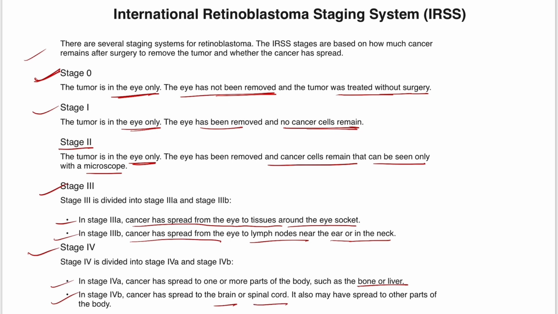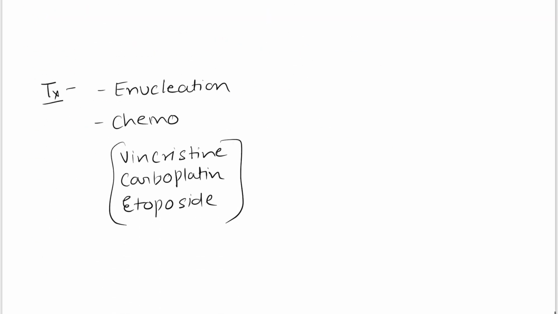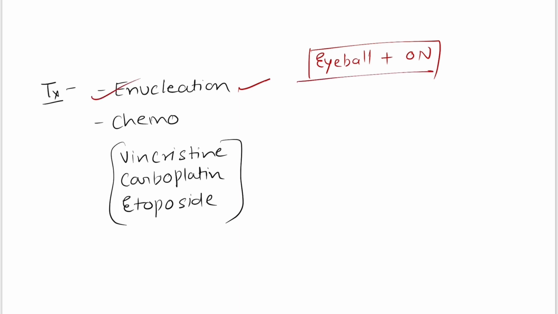As you may have guessed till now, the treatment of choice for the retinoblastoma is that the eye has been removed. It means enucleation. Enucleation, what does that mean? When we are removing the complete eye wall with the optic nerve cells. So we are removing everything out. That is called enucleation. That is the treatment for this retinoblastoma.